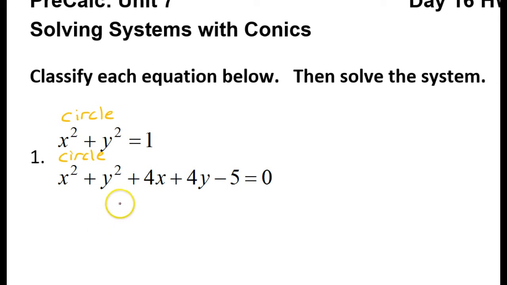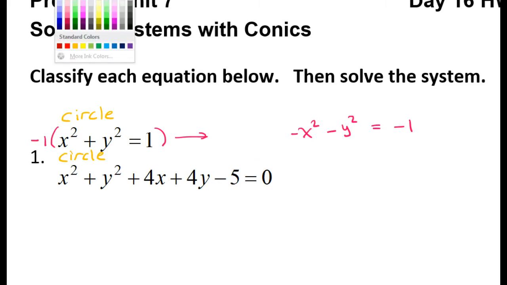The main tools that we use to solve systems are substitution and elimination. This problem looks like it would most easily be done by elimination. That's the method where you create opposites that will cancel. For example, if I were to multiply this first equation by negative 1, it will become negative x squared minus y squared is equal to negative 1.